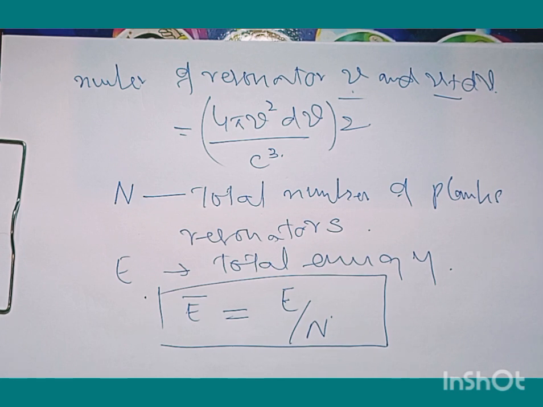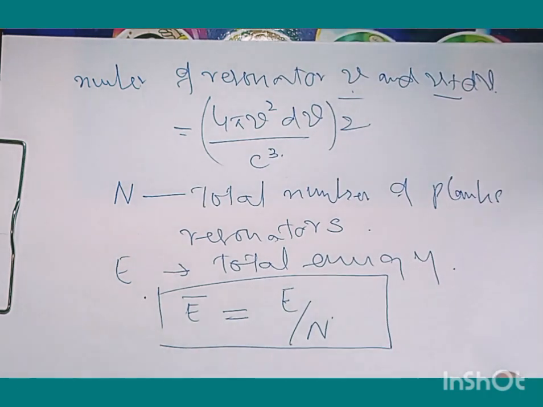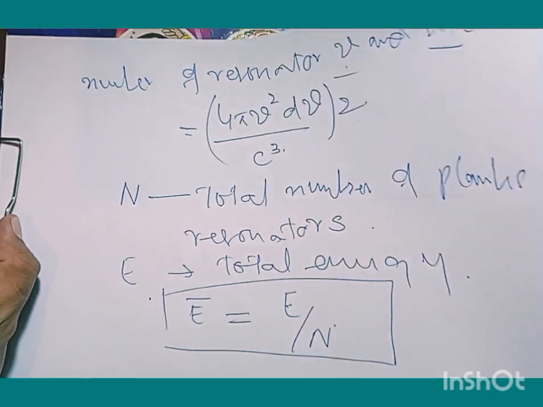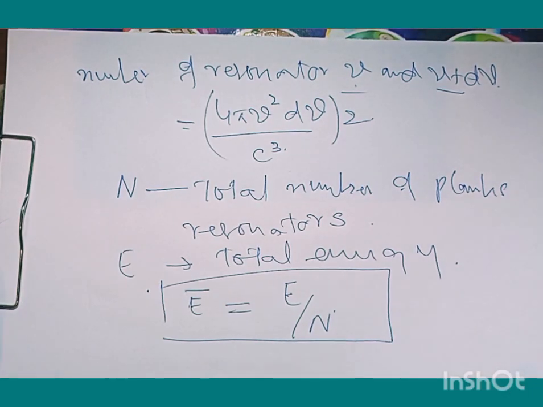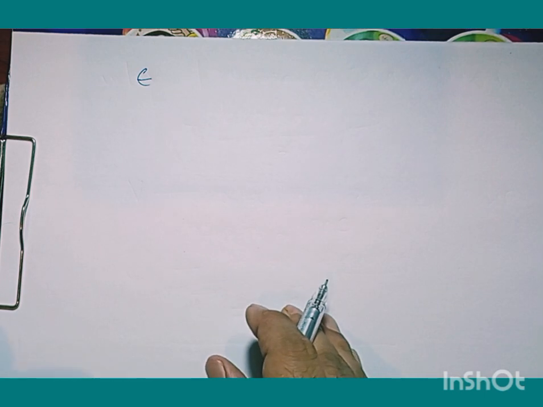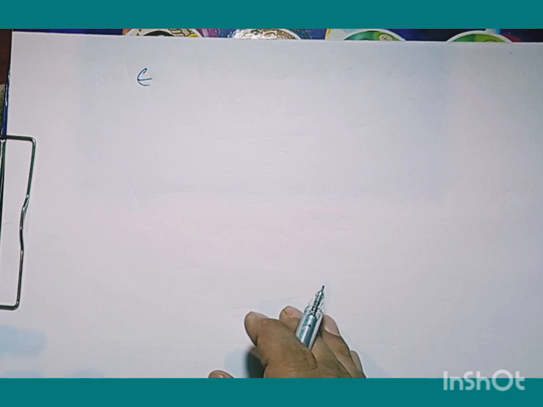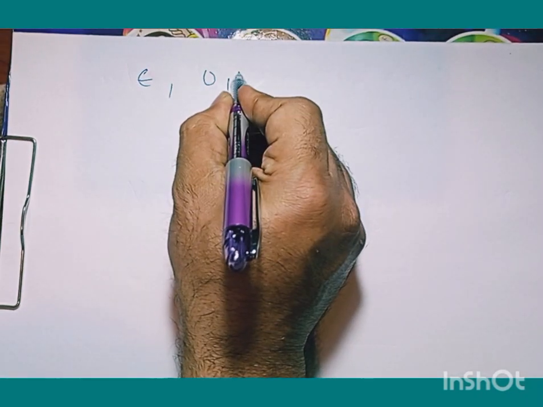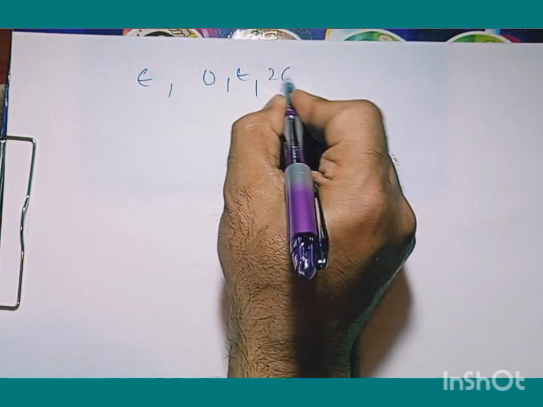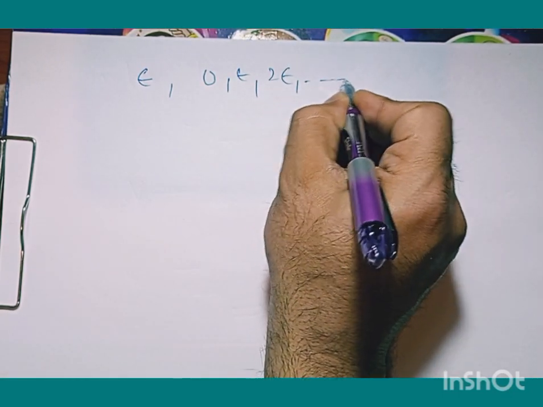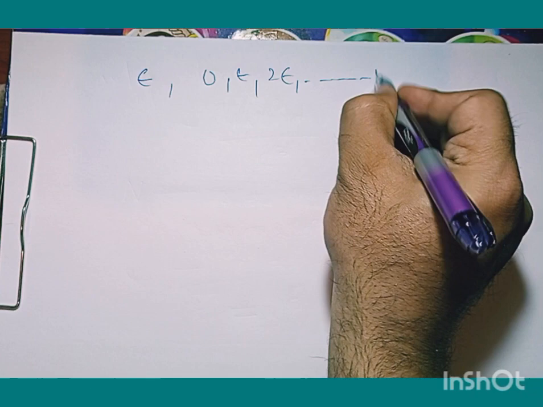So moving from here, now let's apply Maxwell's law of molecular motion. What Maxwell's law of molecular motion states is that if epsilon is a certain amount of energy, the probability that a system will have energy is 0, epsilon, twice epsilon, and so on to some k epsilon.